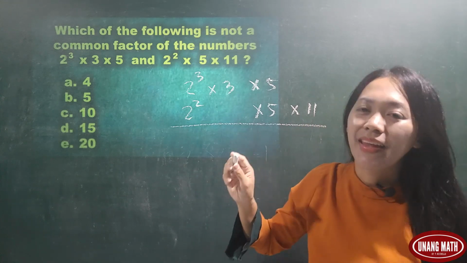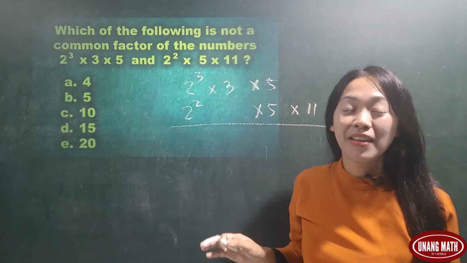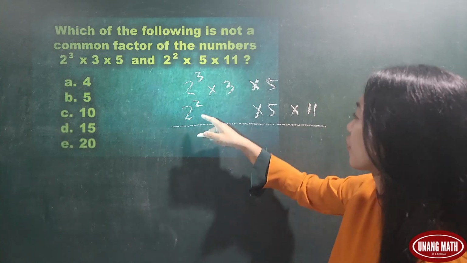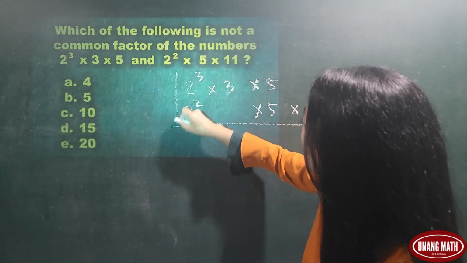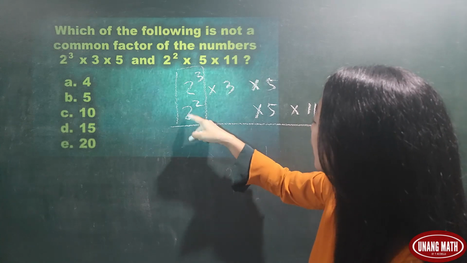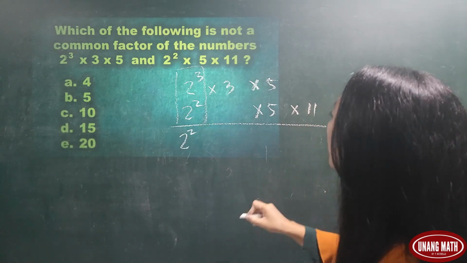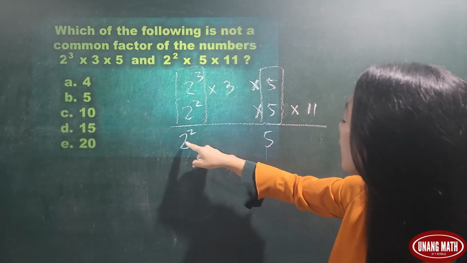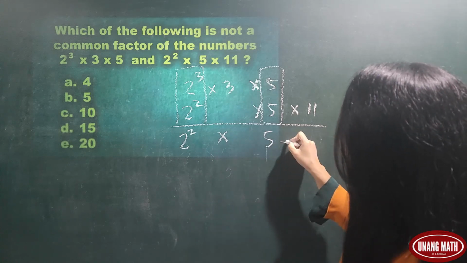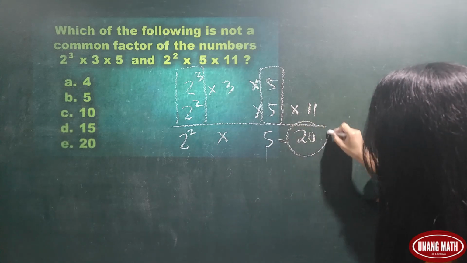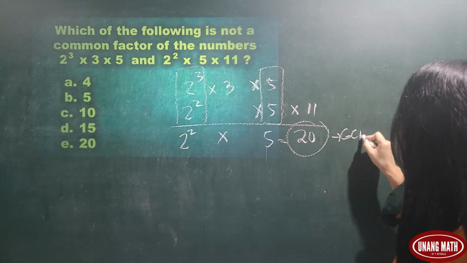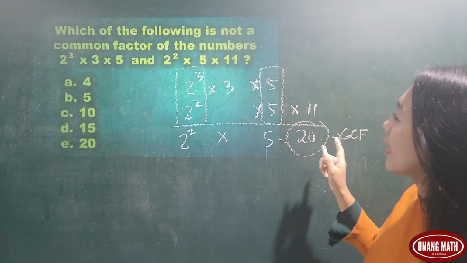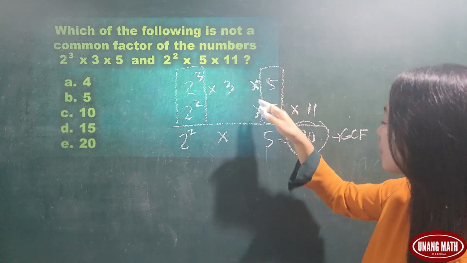So we need to find these numbers' greatest common factor so we can know their common factors. 2 raised to the power of 3 and 2 squared, the smaller is 2 squared. These are the same number, so we just need to get 5. 2 squared is 4, so 4 times 5, the answer is 20. So 20 is the GCF of these two numbers. Now that we know the GCF, we can find the common factors of these numbers.